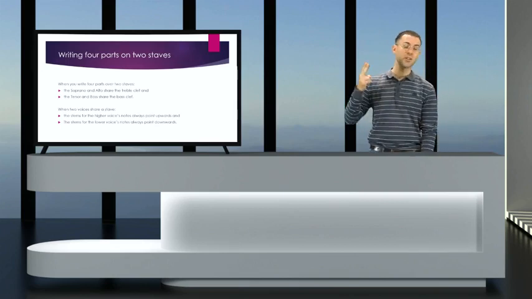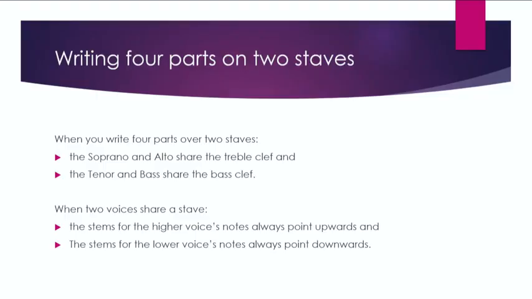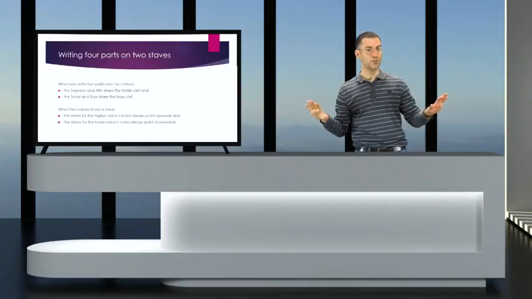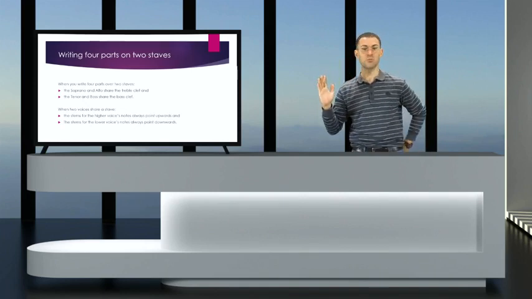So the soprano and the alto voices are always going to be in the treble clef. And the tenor and the bass are going to be in the bass clef. When the 2 voices share a stave, the stem for the higher voice's note always goes up, and the stem for the lower voice points downwards. We've already learned that the stem of a note is determined by whether it is above or below the middle line of the stave. Now we let go of that rule when you are writing 4-part harmony, because we need the stems to indicate which voice part you are working with.